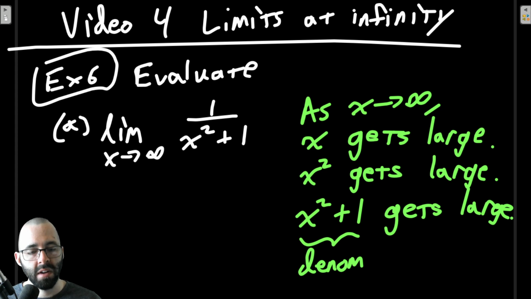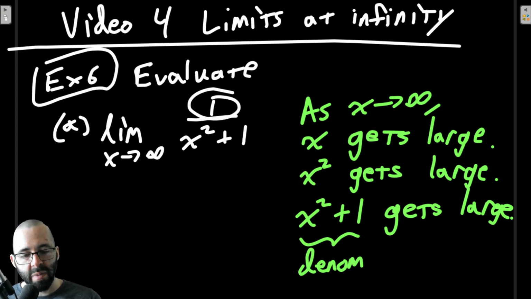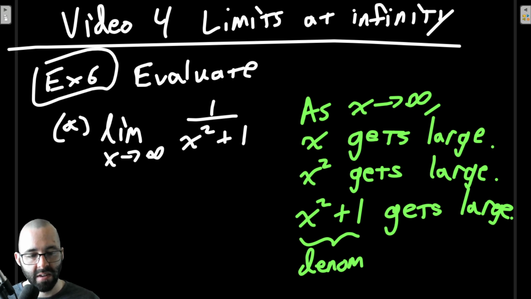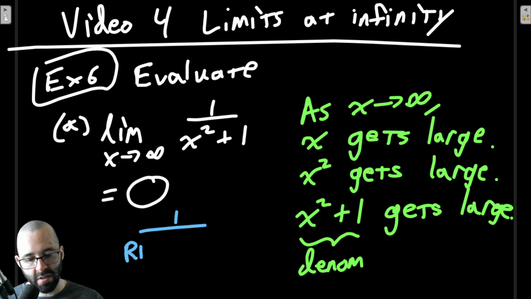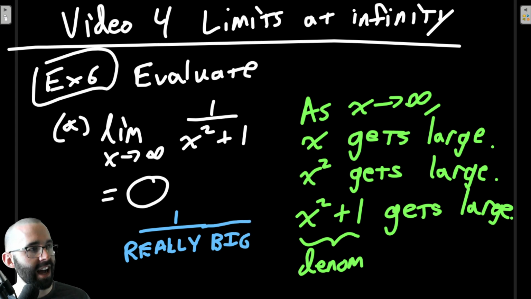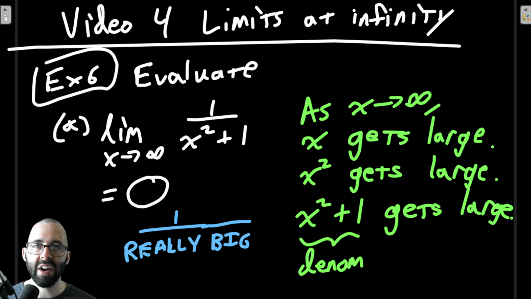what's happening? We have 1 divided by something that's getting bigger and bigger and bigger. 1 divided by something that goes off to infinity. The limit is 0. Okay? Because we have 1 divided by something really big. Like 1 divided by 1,000,000, 1 divided by 10 billion. You're going to get really, really close to 0.